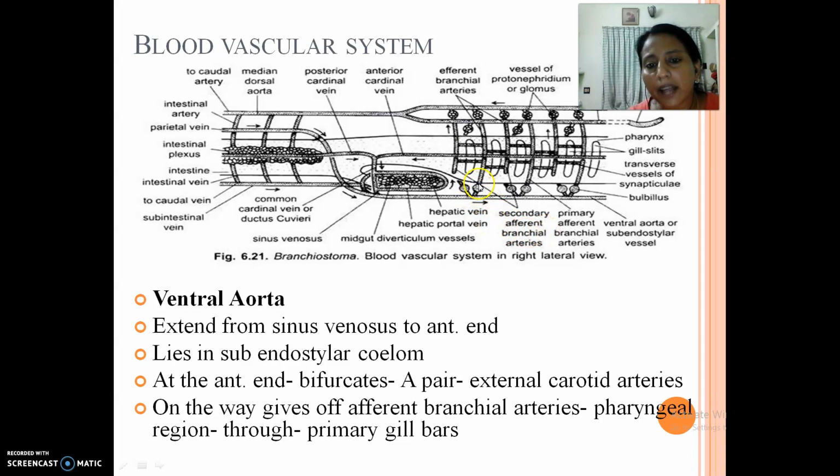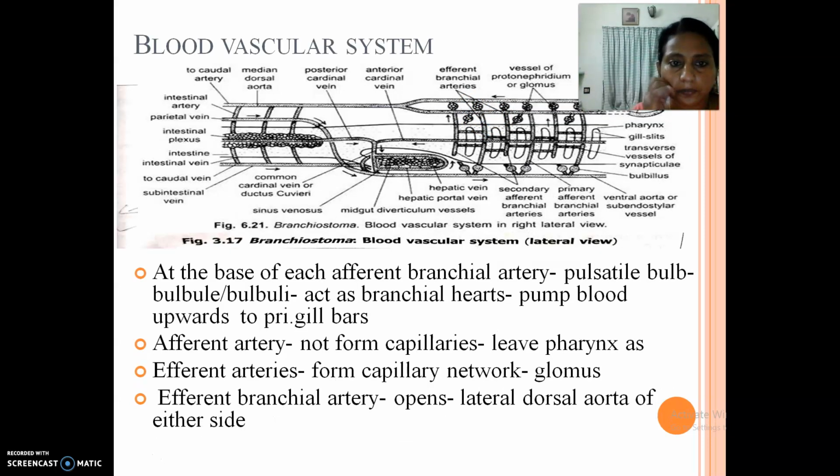And these afferent branchial arteries, after emergence from the ventral aorta, give small swollen regions, which are called bulbillus, in singular, bulbuli in plural. After the formation of bulbuli, it goes the same way as the afferent artery. Then it goes up and joins another artery called the lateral dorsal aorta. It joins with another aorta. You will see it in the next diagram.